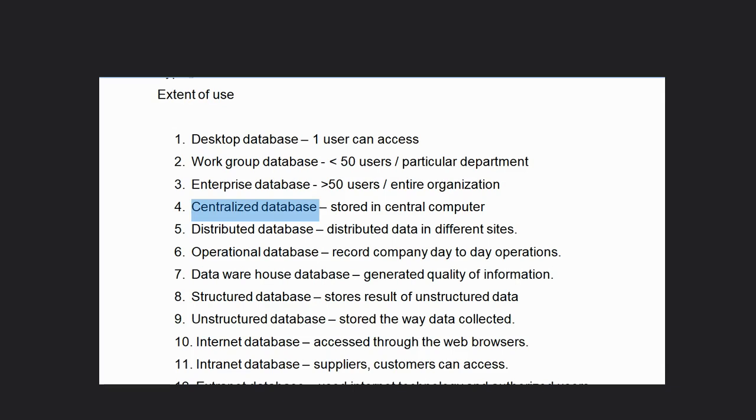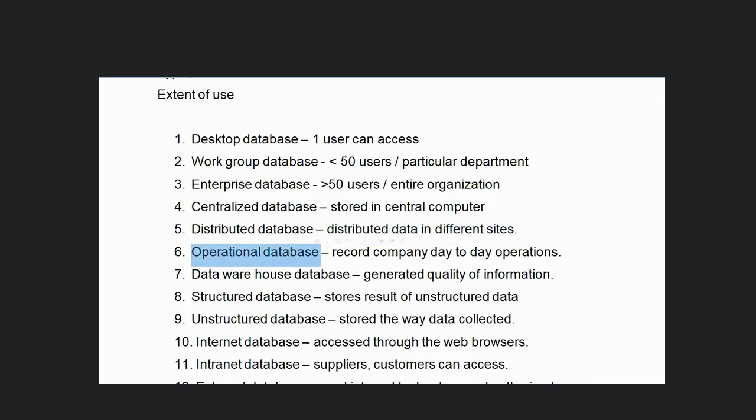Next, the fourth one, centralized database. Centralized database means the data is stored in a central computer and accessed by all the users. That type of database is called a centralized database. Next one, distributed database. When the data is stored in different computers at different sites, and that data can be accessed by different users at a time, that type of database is called a distributed database.